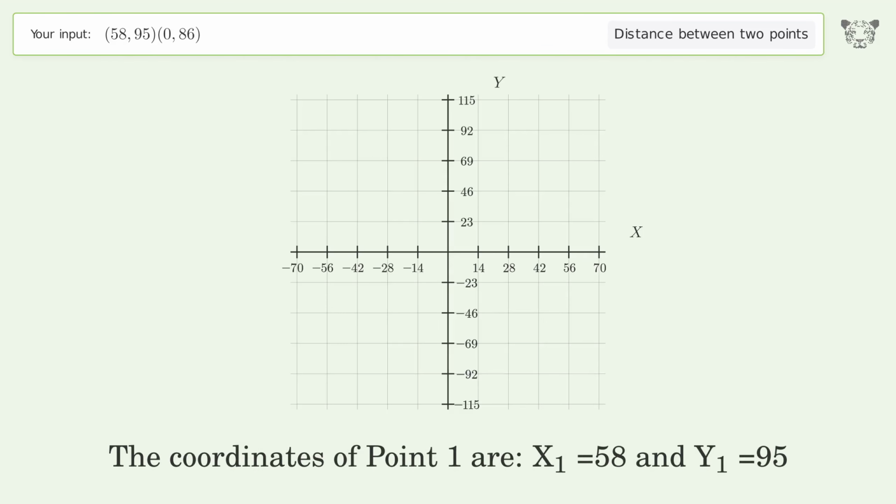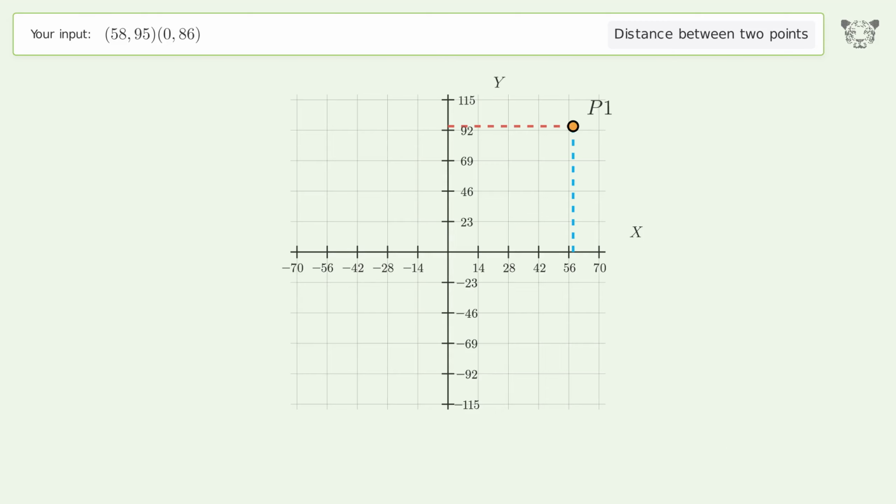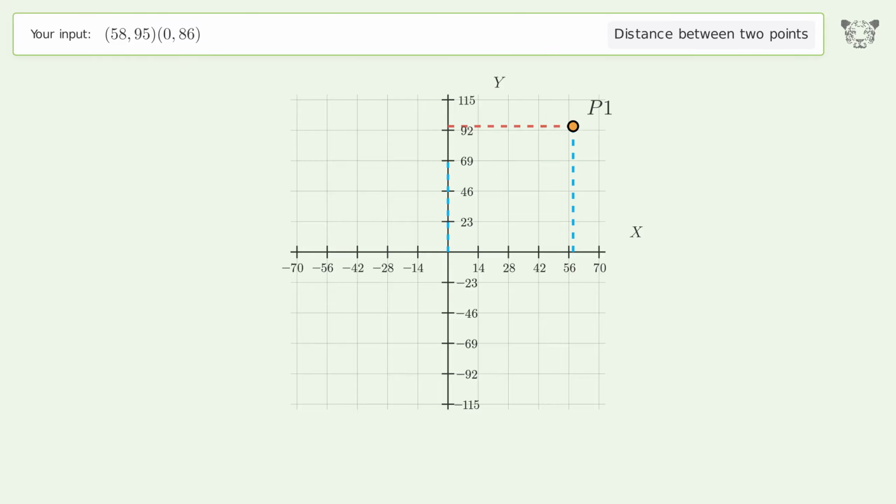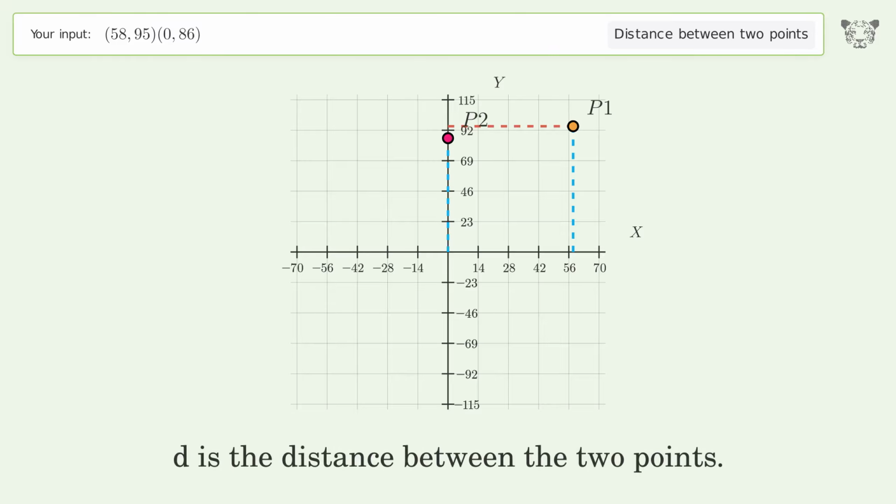The coordinates of point 1 are x1 equals 58 and y1 equals 95. The coordinates of point 2 are x2 equals 0 and y2 equals 86. D is the distance between the 2 points.